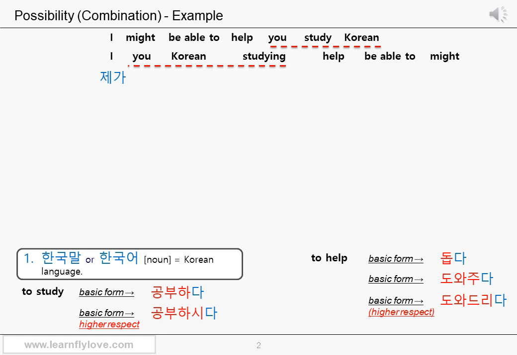You Korean studying. You don't have to translate the subject of the clause you because the listener is already listening to you. Plus, it is an honorific sentence. It's very hard to find a right way to say you in Korean, so just skip it. Korean, 한국말, or 한국어. Let's use 한국말. We learned that 한국말 is actually pronounced 한국말. And why? It's an object of the gerund studying. So let's add the object particle 을. 한국말을.